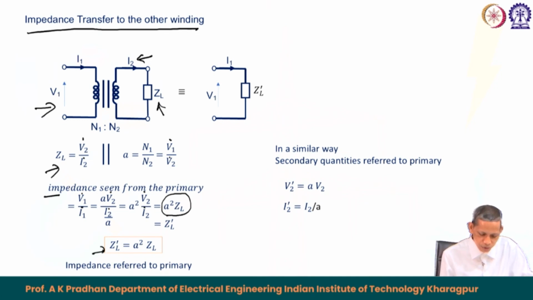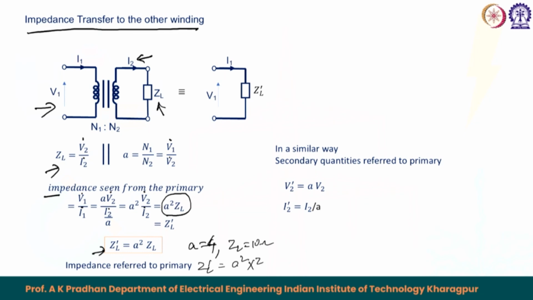So, ZL dash referred to the primary happens to be equal to A square ZL. So, for example, if A is equal to 4 and we have a ZL equal to 10 ohm resistance, then the corresponding primary resistance ZL dash becomes equal to A square into ZL. So, this becomes 4 into 4, 16 into 10, this becomes 160 ohm.